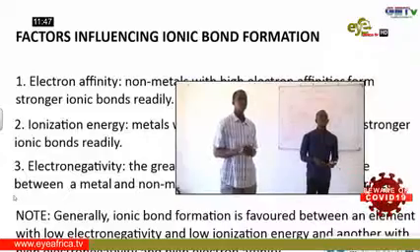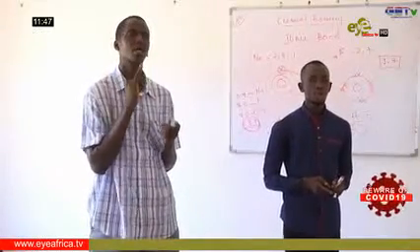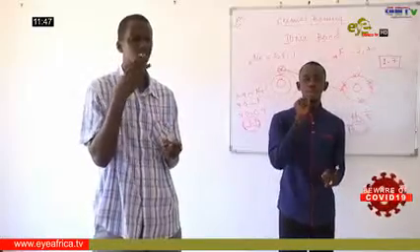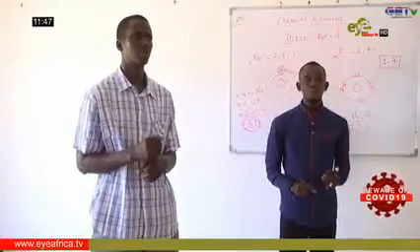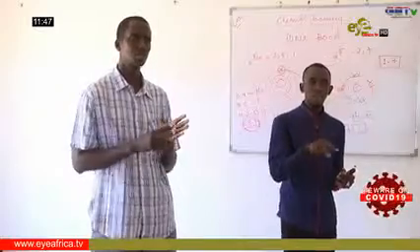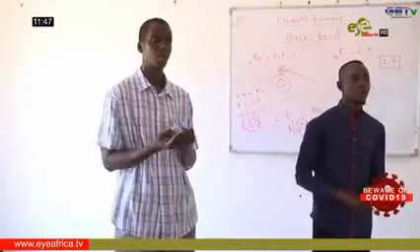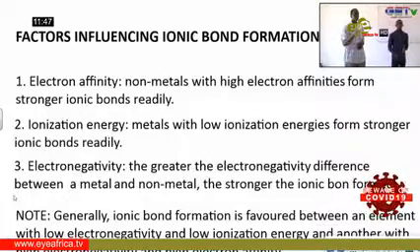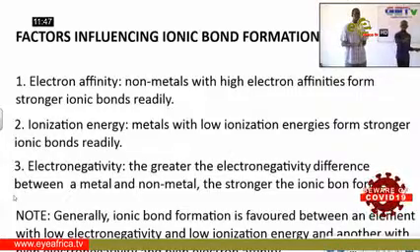Now we have factors influencing the ionic bond formation. Yes, we know that metals and non-metals, whenever they react, will form ionic compounds. But what are the factors that will influence the formation of these ionic compounds? That is, one, we have electron affinity. Now this affinity simply means the love for electrons. There are certain atoms in the periodic table that like electrons. When they see electrons, they will tend to attract those electrons. So they have affinity towards electrons.